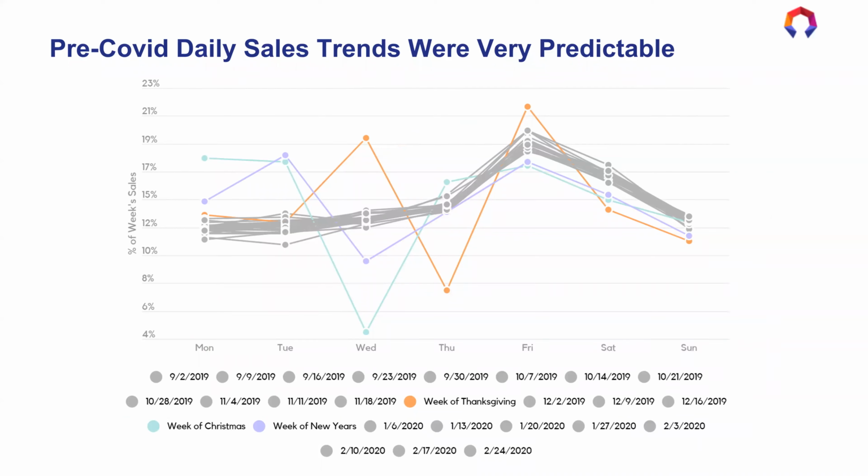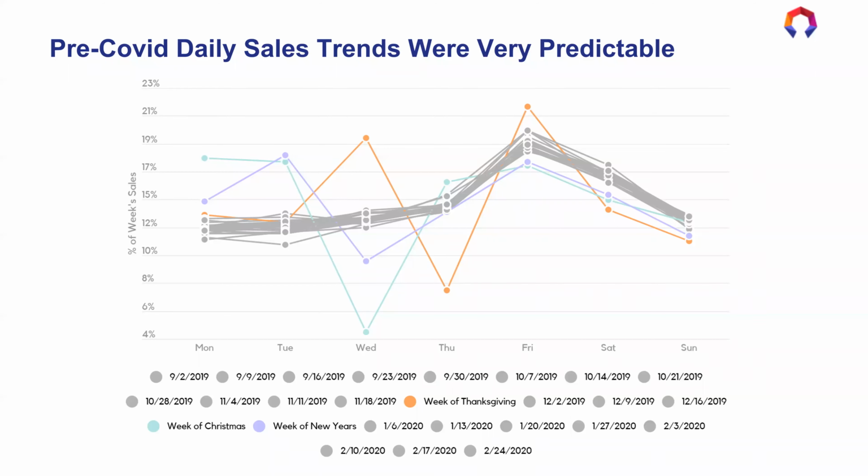Another really notable change is the day of the week people are shopping. This graph tells us the percent of a week's sales by the day of the week. Here we're looking at everything pre-COVID. Those gray lines are normal weeks. The colored lines are weeks of holidays, so those are always a little unusual. But save for weeks that have holidays, what we found was that Fridays generally were between 18 and 20% of a store's sales, maybe 21%.